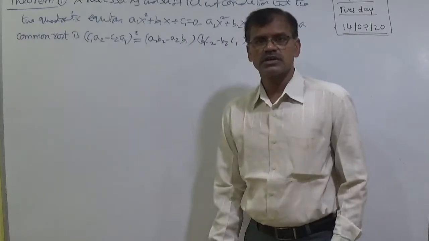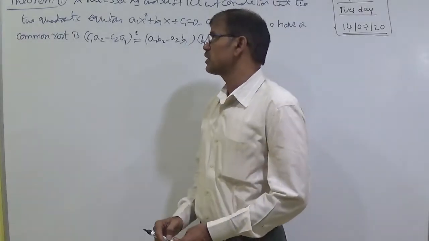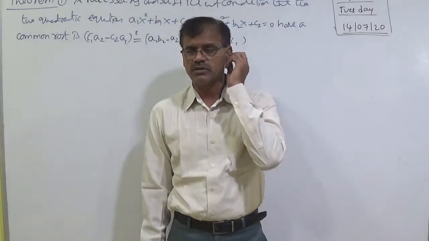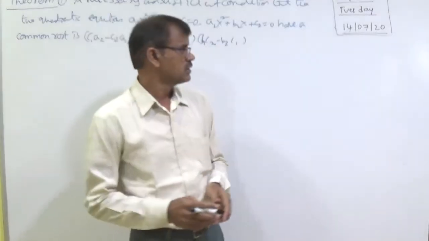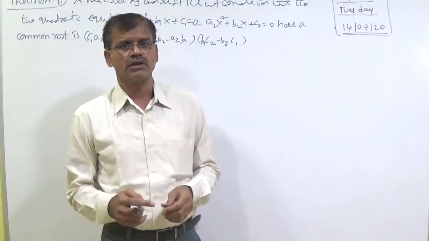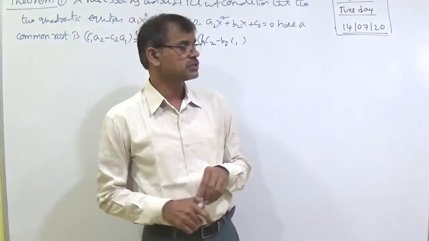A necessary and sufficient condition that the quadratic equations a1x square plus b1x plus c1 equal to 0 and a2x square plus b2x plus c2 equal to 0 have a common root is that c1a2 minus c2a1 whole square is equal to a1b2 minus a2b1 into b1c2 minus b2c1.